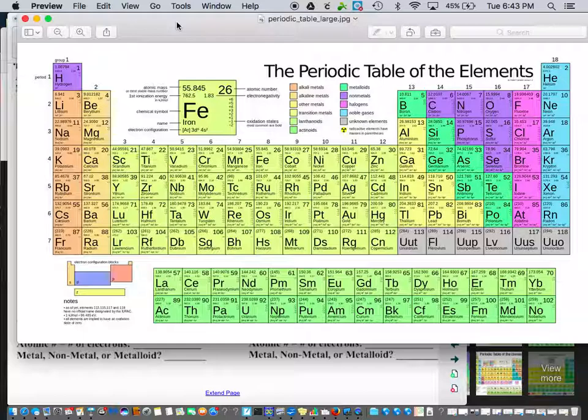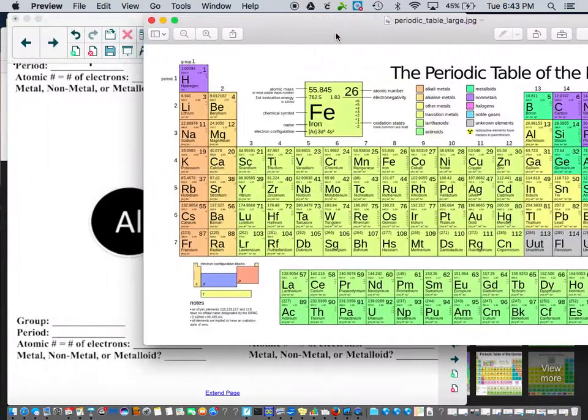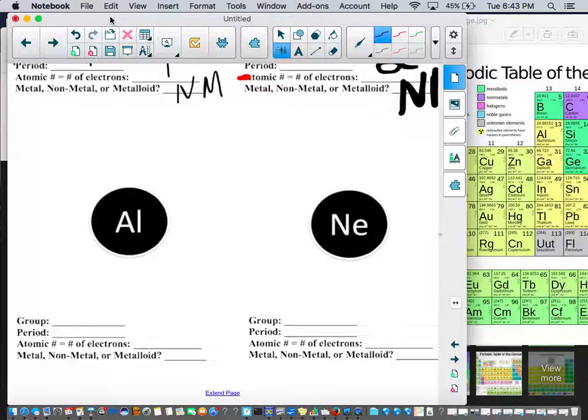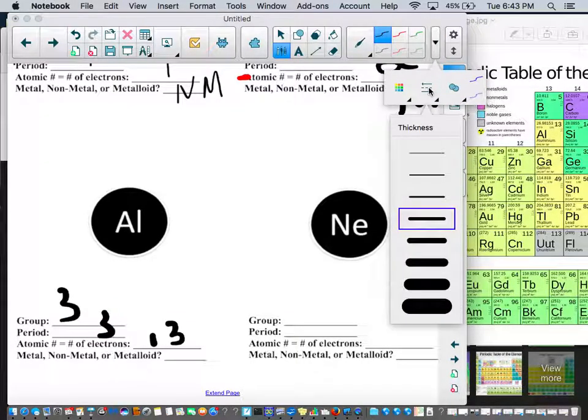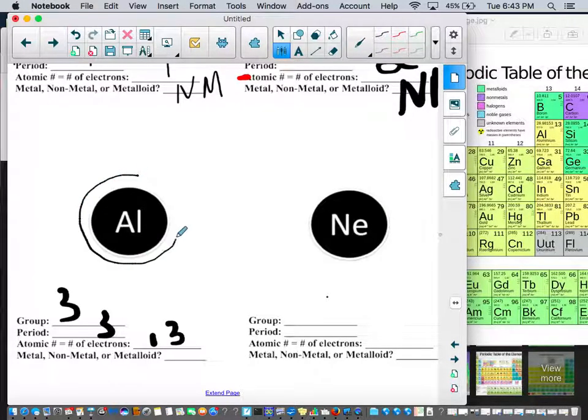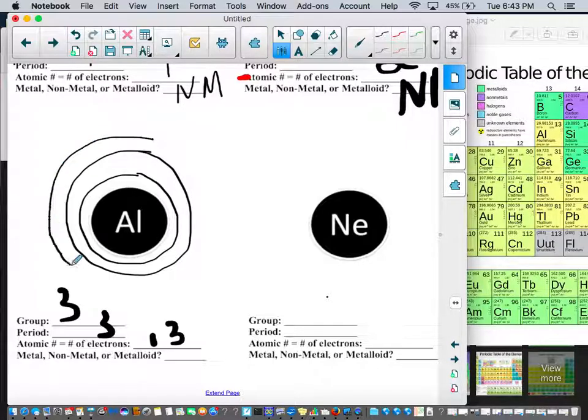All right, so now we have Al, which stands for aluminum. Aluminum has atomic number 13. It is found in group 3A in period 3. So since it's in period 3, it has 3 orbits. 1, 2, and 3.